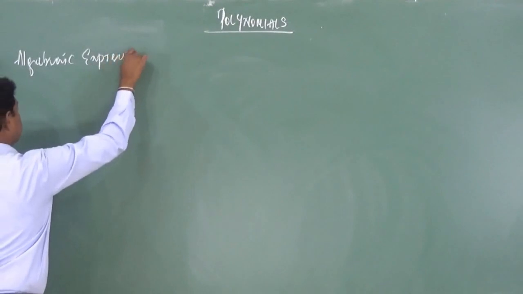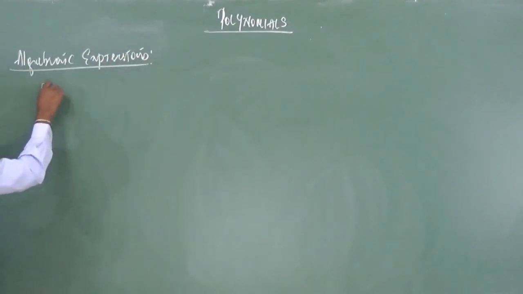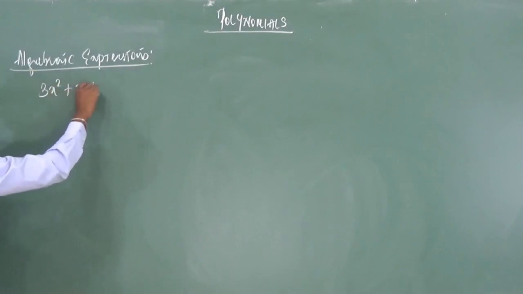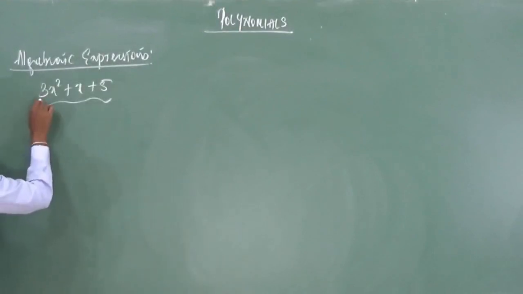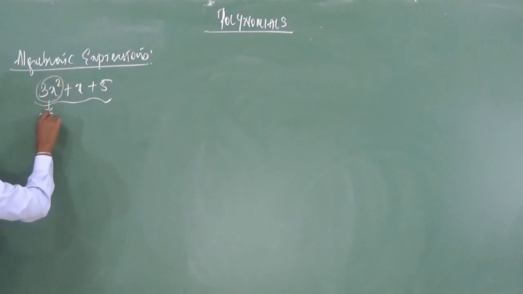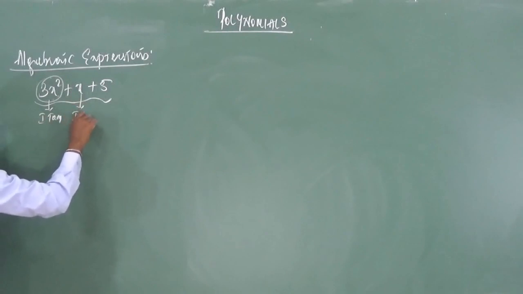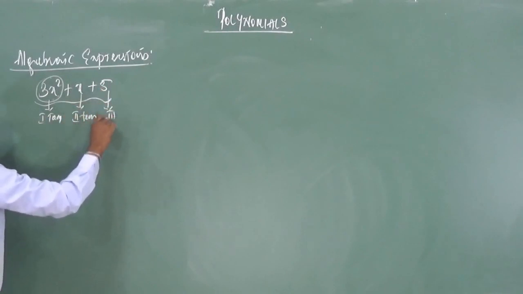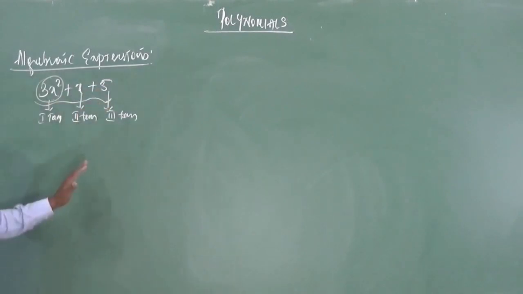Algebraic expressions. Right. 3x square plus x plus 5. So this is an algebraic expression. In this algebraic expression, there are 3 terms. This is the first term, this is the second term, and this is the third term. Therefore, there are 3 terms in this algebraic expression.